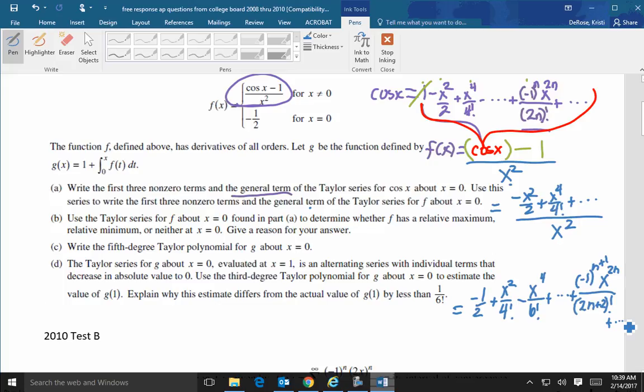No. So this one and this one canceled each other out. So I just have this guy left to be divided by the x squared. And that's what I was kind of showing here. Okay.